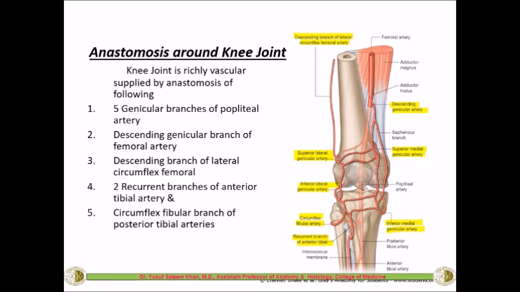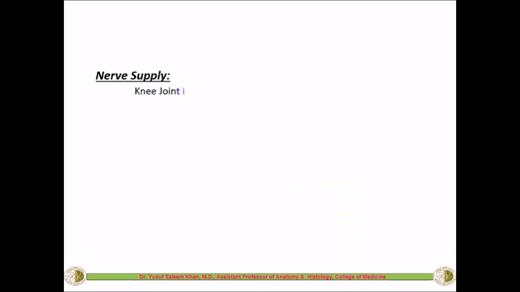So these are some of the arteries which supply the knee joint. This is a rich anastomosis of a lot of arteries which communicate with each other, and then they supply the knee joint. Coming to the nerve supply, as I said, the nerve supply of the knee joint is very important.